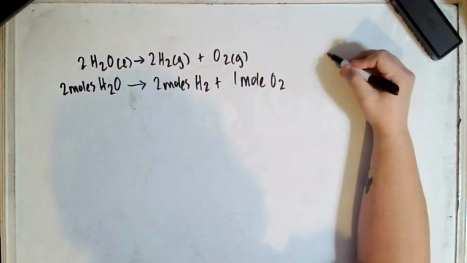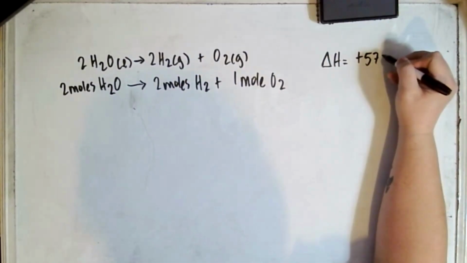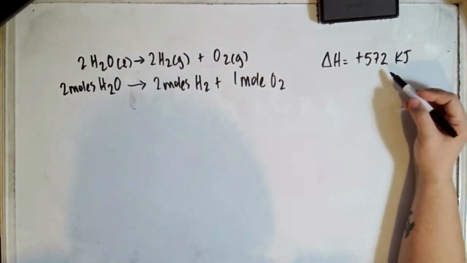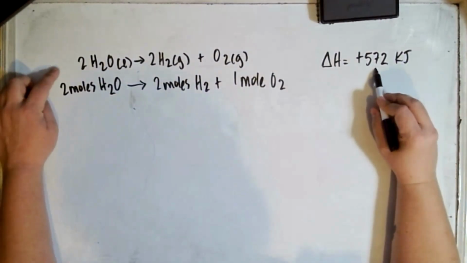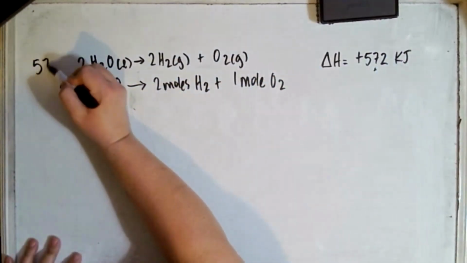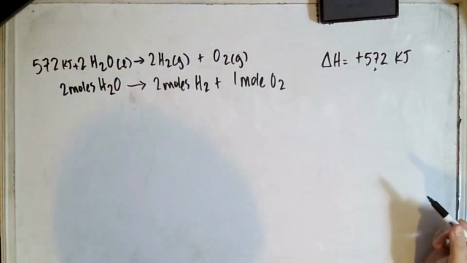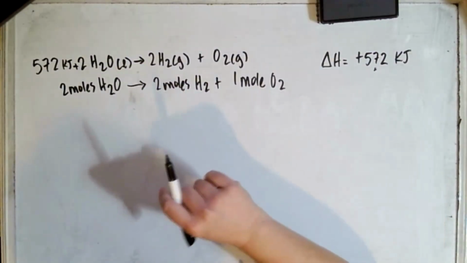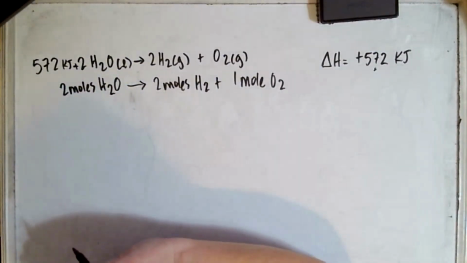If we write that the delta H for this reaction is positive 572 kilojoules, what we're saying is that on our reactant side of the reaction, we're going to be absorbing 572 kilojoules of heat. So we can put our 572 kilojoules at the beginning and treat it just like a reactant. And when we do that, we can create our equalities using our delta H value as well.